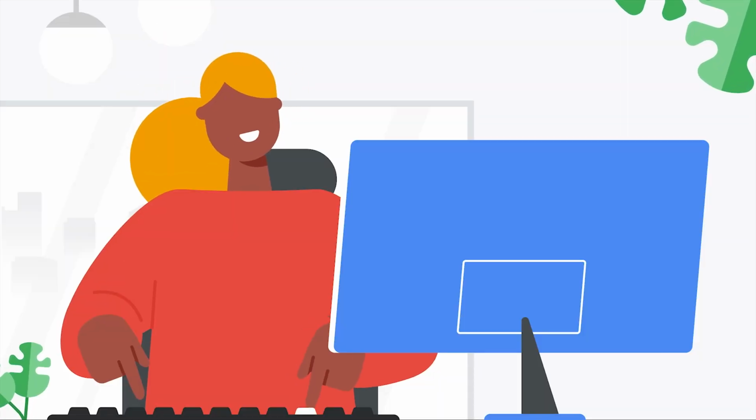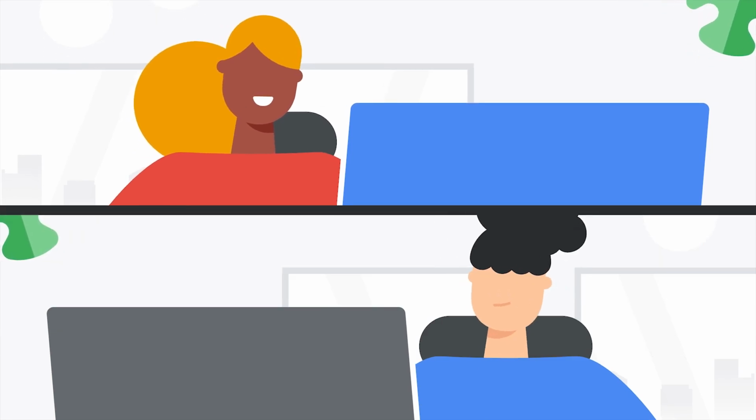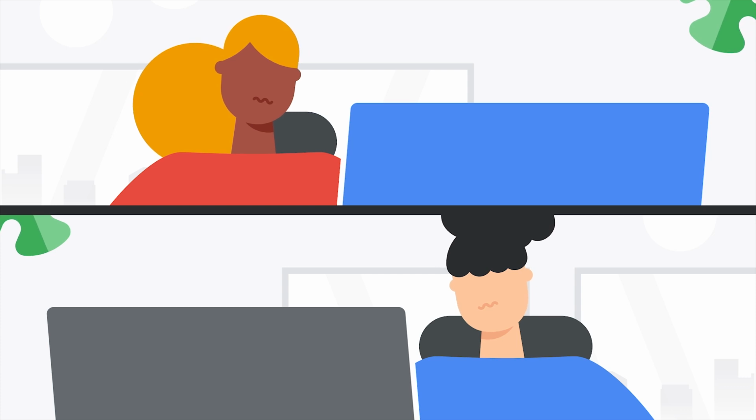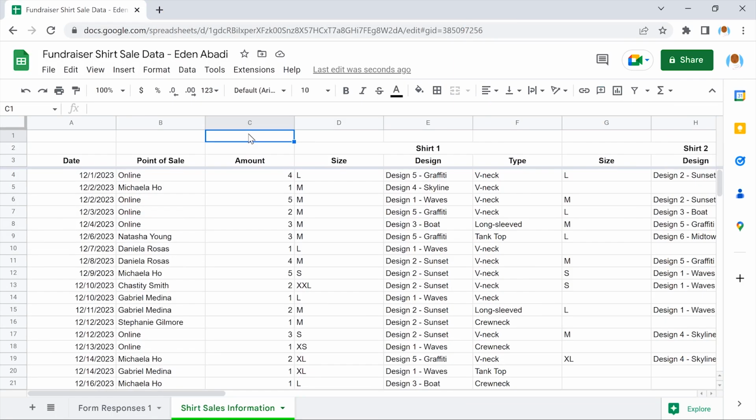Two people placing an order might have the same name, or two transactions could be so similar that it's difficult to tell them apart. Sale ID numbers separate each order clearly. To do this, insert a new column to the left of your first column.